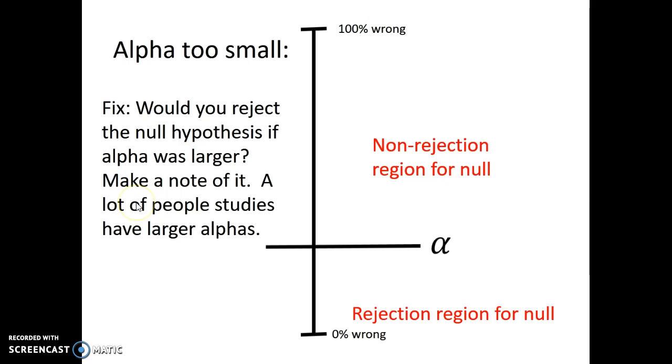A lot of times when people do studies on other people, they'll say, this is significant at the 10% level. This is significant at the 5% level. This is significant at the 1% level. They adjust their alpha so that they can be less likely to commit a type 2 error.